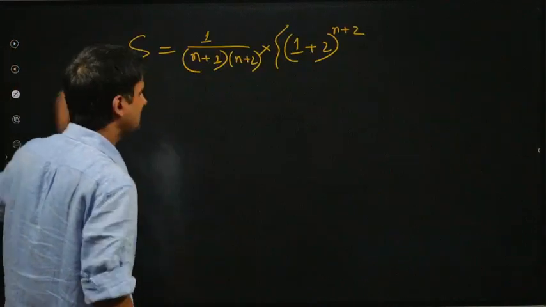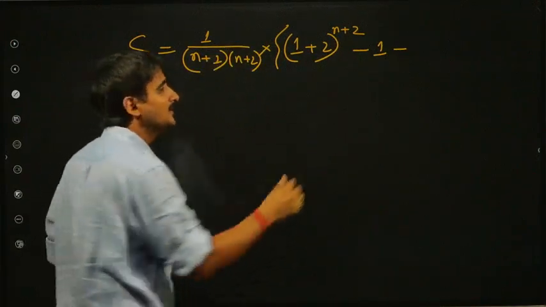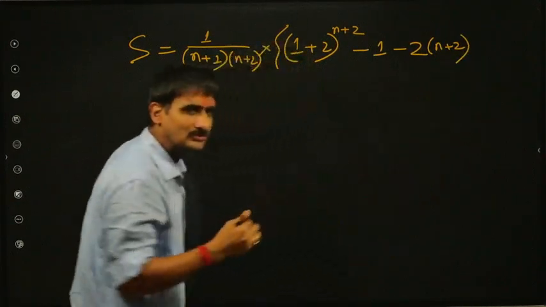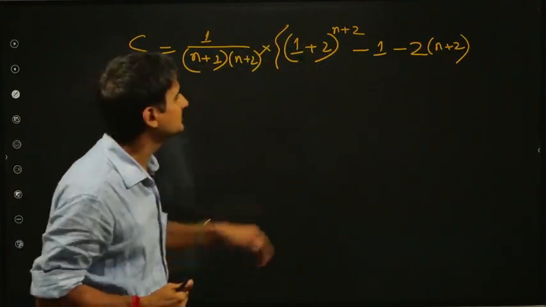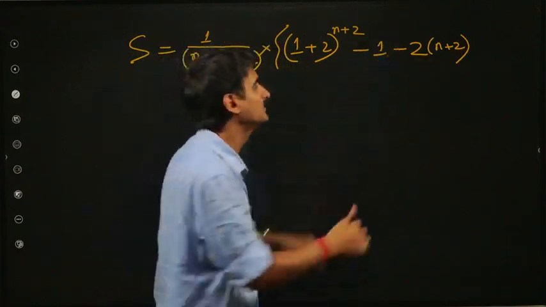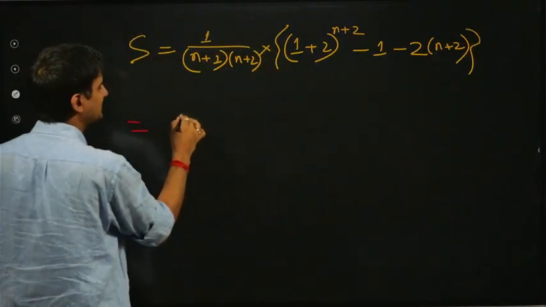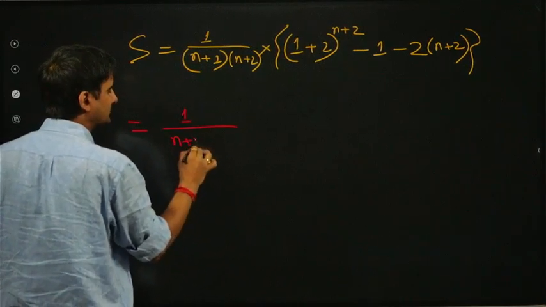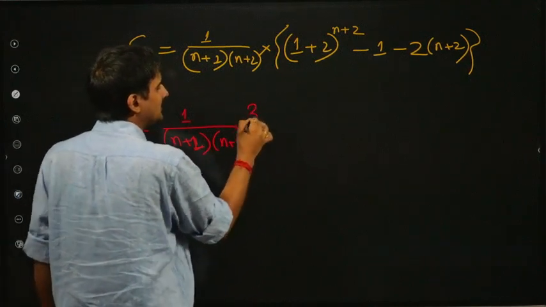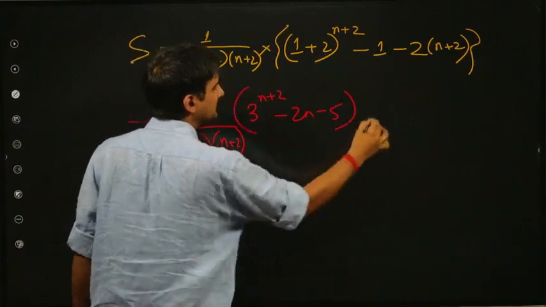When you put n plus 2 C0, that is 1, but for n plus 2 C1, it has to be 2 into n plus 2 C1. Why? Because the power of 2 also varies. So it is 2 raised to the power 1 into n plus 2 C1, and 2 raised to the power 0 into n plus 2 C0. These are the two terms which were missing, so you just subtract them. So 1 upon n plus 1 into n plus 2, times 3 raised to the power n plus 2 minus 2n minus 5. That should be the answer.